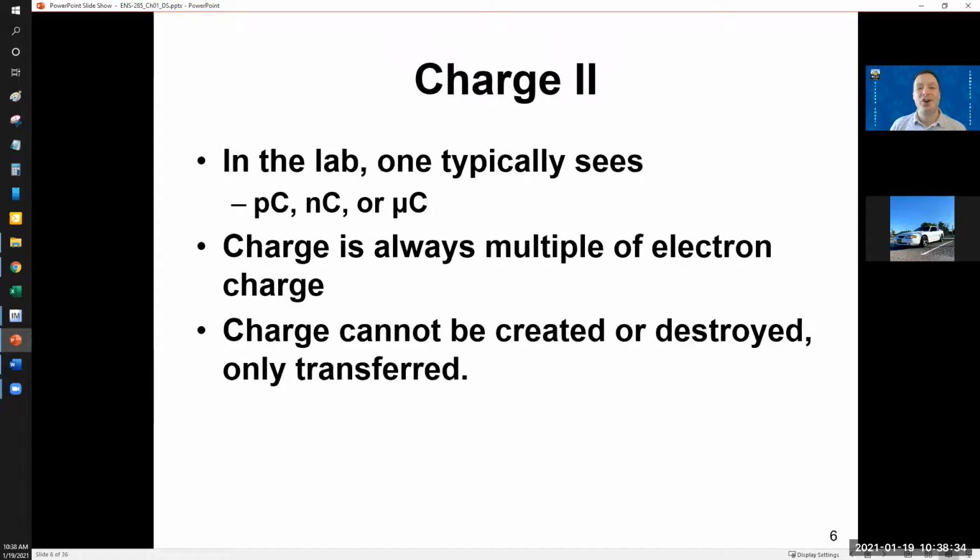Yes, charge. Okay, so charge, right? I already talked about this. Picocoulombs, nanocoulombs, microcoulombs, right? Those are the type of units you'd see if you're doing some kind of measurement in the lab. And it's always some multiple of electron charge. Just like in other classes you learn this in, physics, right? Charge is not created or destroyed, it's only moved, right?